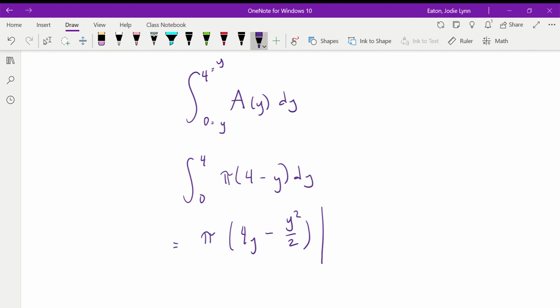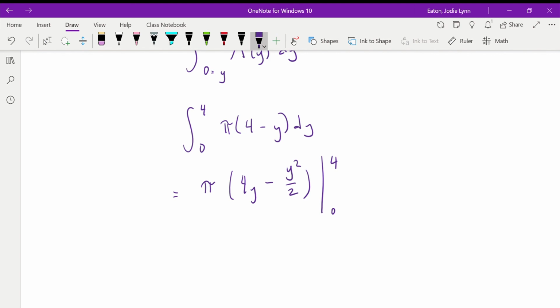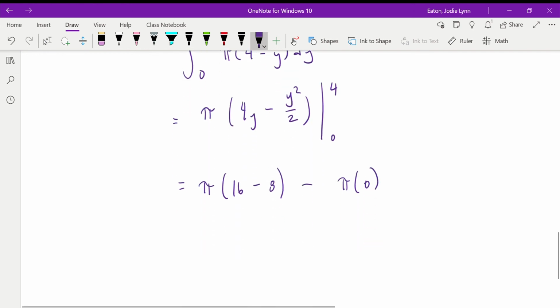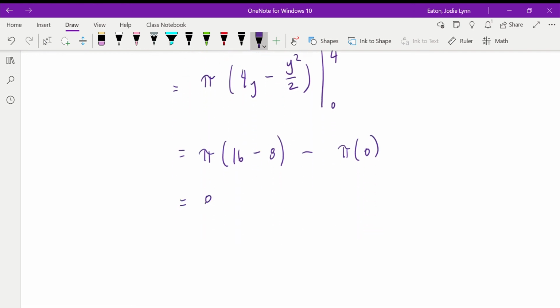I'm going to be evaluating that from 0 to 4. So this is equal to, when I plug in, pi times 16 minus 4 squared divided by 2 is 8, minus pi times 0. So we end up with 8 pi for the volume this way.